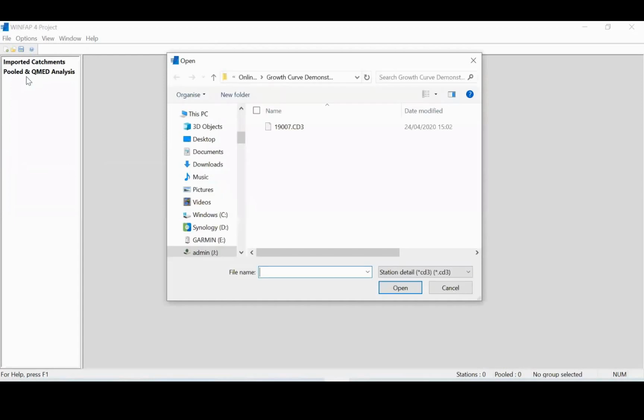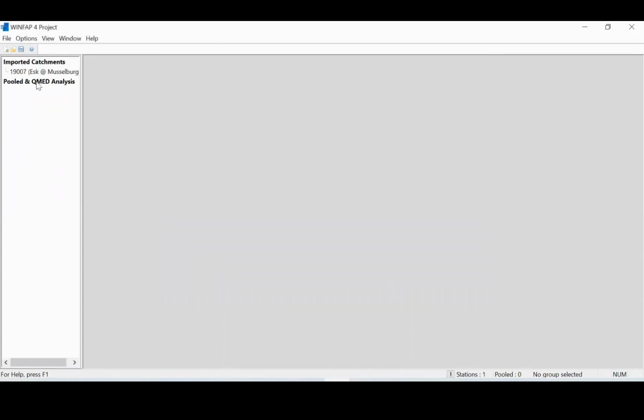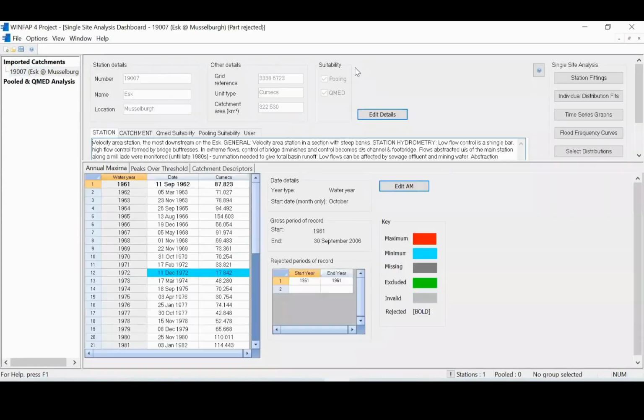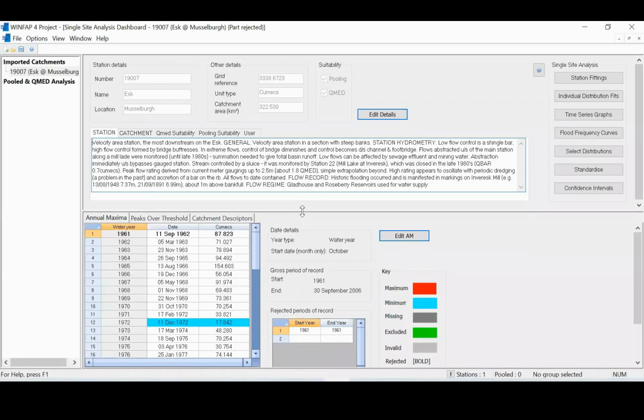Now the catchment we're going to use for this demonstration is a gauged catchment. That's so I can show you the single site analysis, but also pooled analysis and analysis using the enhanced single site method. So I'll start with single site analysis. So I right click on the imported catchment, I select single site analysis and site data. And this brings up the single site analysis dashboard, which provides information on the gauging station.